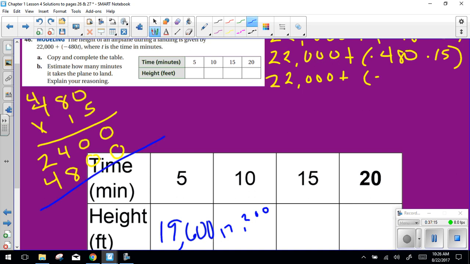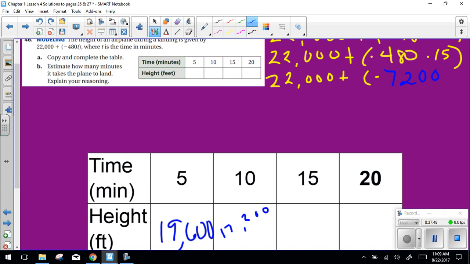Okay, now let's add. We get 0, 0, 8. All right, let's take a look at 8 plus 4. We get 12. Okay, 4 plus 2 is 6, plus 1 is 7. So after 15 minutes, so this is negative 7,200.